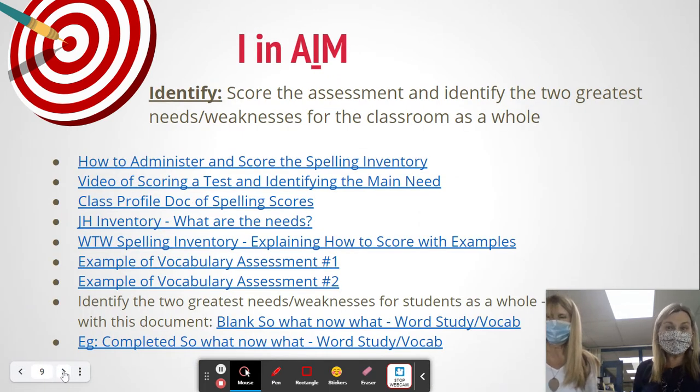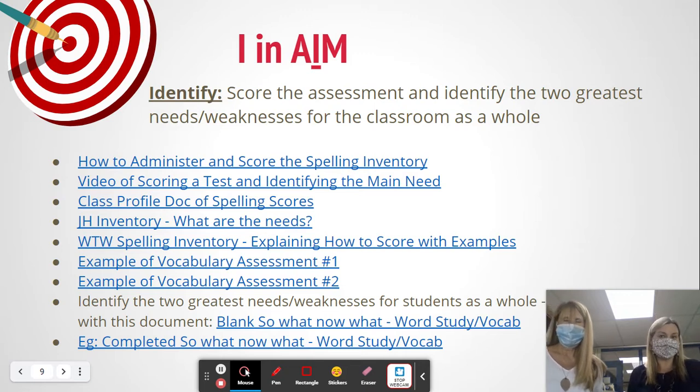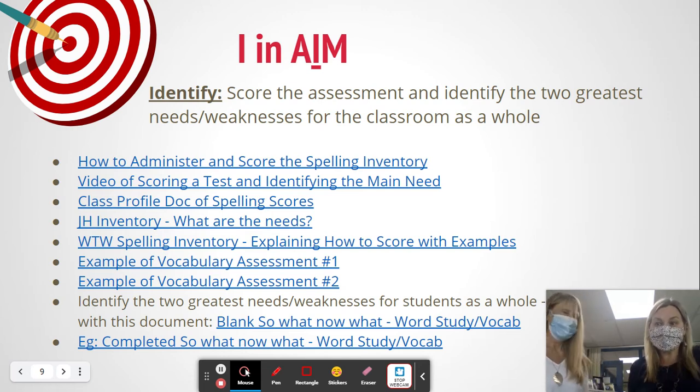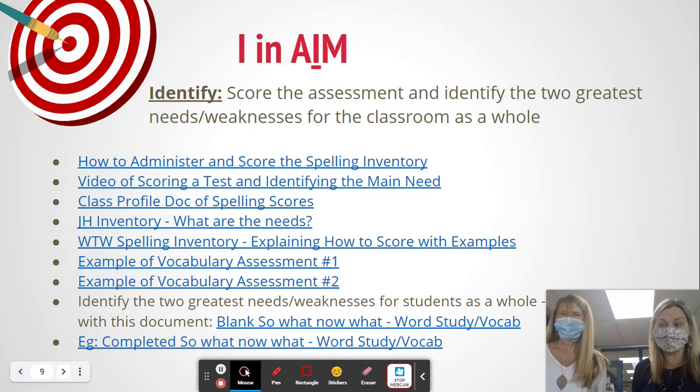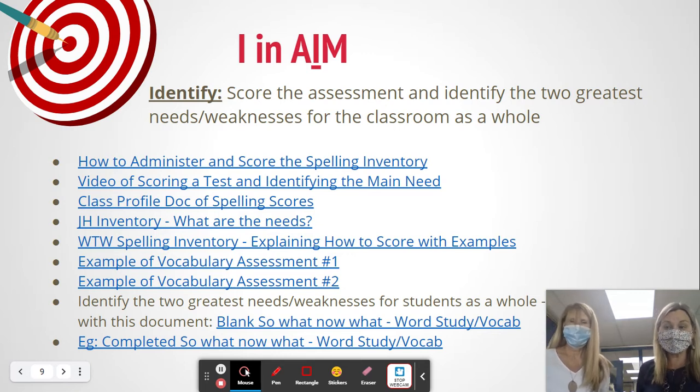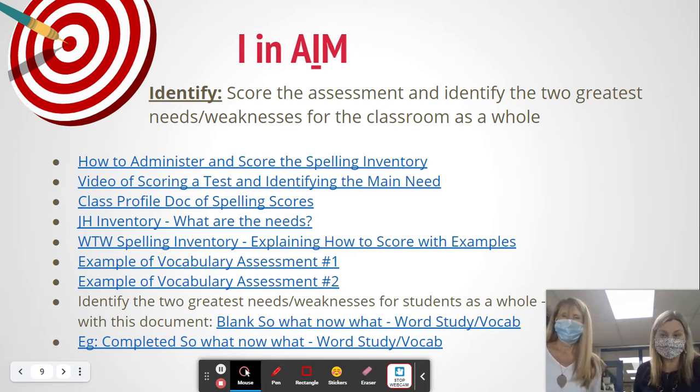Now the I in AIM stands for identify. So we're going to score the assessment and identify the 2 greatest needs and weaknesses for the class as a whole. This slide here particularly has a lot of the links on it that you may want to use when you notice that there are gaps for your class that you want to instruct upon. They're provided for you to explore those links so you feel comfortable pulling out the needs for your class in word study and vocabulary.